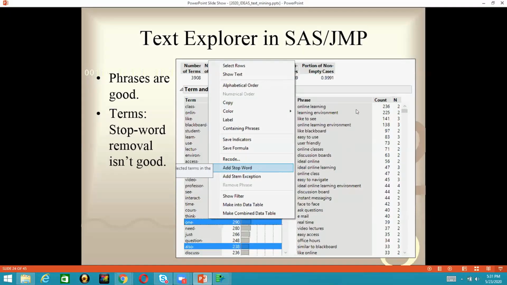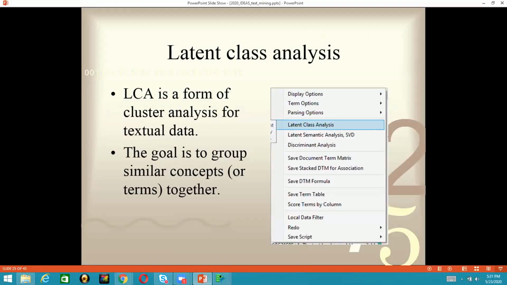But I look at the concepts, the phrases. Well, it's good, right? Online learning, easy to use, user friendliness, and so on. So I can extract some ideas, some concepts from the students. But I cannot just stop here. So now I turn it over to latent class analysis.